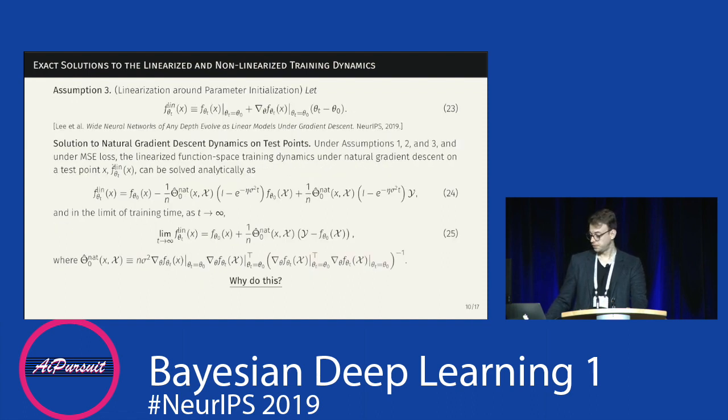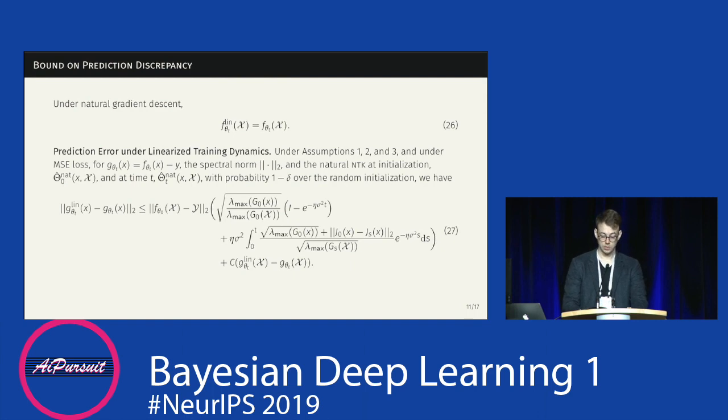To be able to solve the dynamics regardless, we follow previous work by Lee et al. and make a linearization assumption that the neural network parameters evolve linearly from initialization, which in turn allows us to solve the dynamics analytically. And the solution to those dynamics is given in equation 24. However, you might ask, why would we want to do this, and how is this different from previous work?